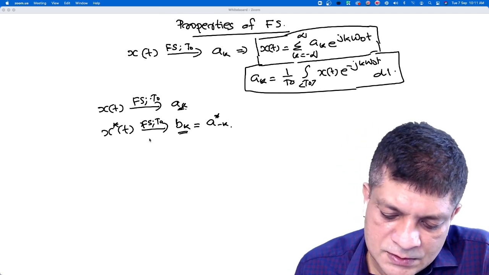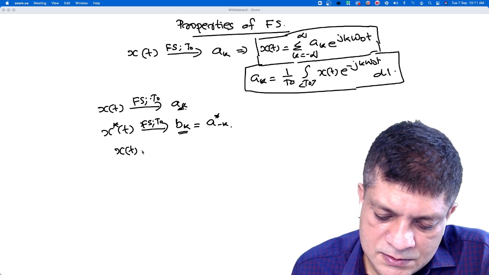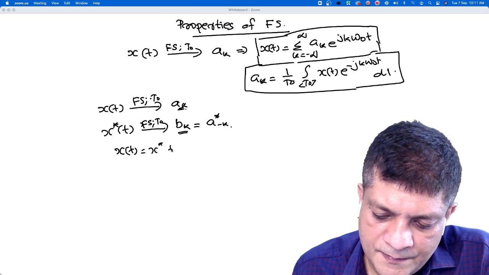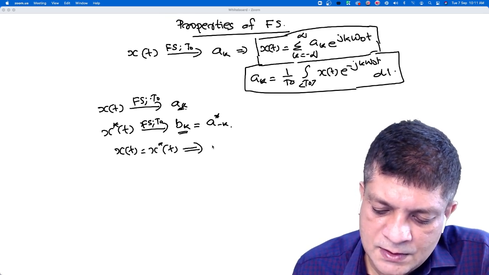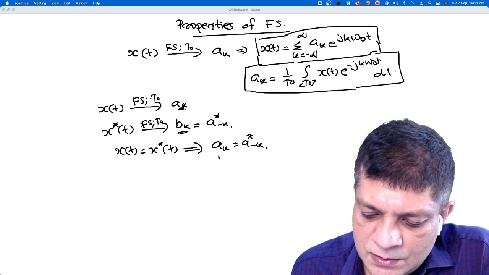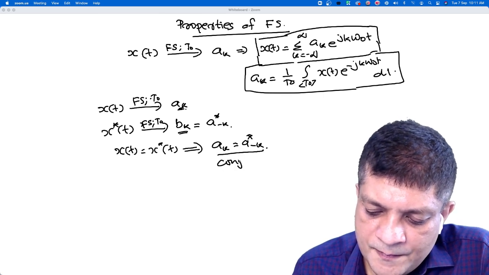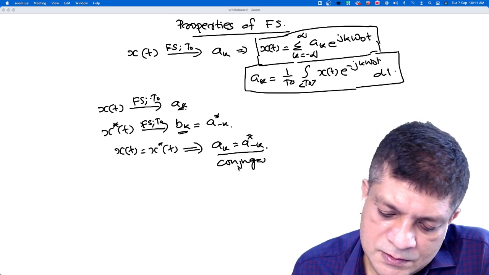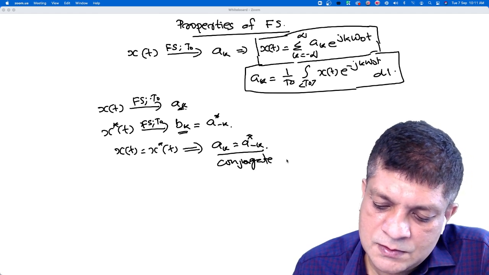And if the signal is real, x(t) is equal to x star t. That implies that ak is a star minus k. And this is called the conjugate symmetry.